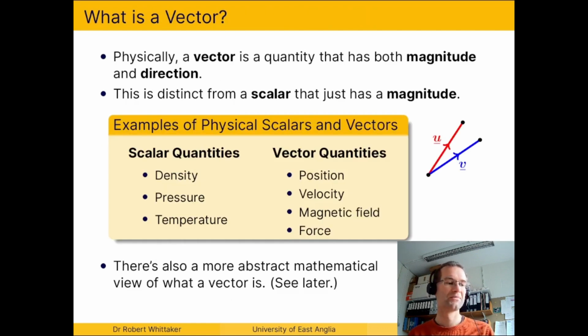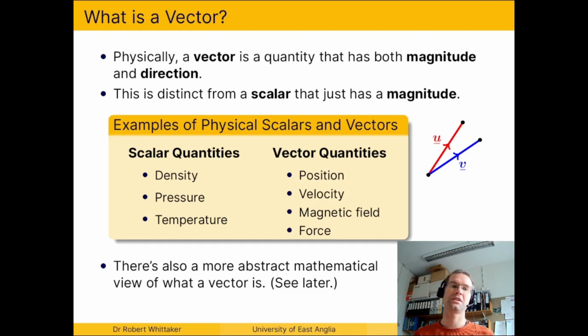So what is a vector? Physically speaking, a vector is a quantity that has both magnitude and direction. And this is distinct from a scalar quantity, which you just have a magnitude for. It's easiest to think of this in terms of some examples. So scalar quantities include things like density, pressure, and temperature. For each point in space and time that we might be interested in, the temperature is just a single number. So it might be 5 degrees or 10 degrees or 20 degrees, but there's just a single number for that. Whereas vector quantities, for instance velocity, have a magnitude and a direction.